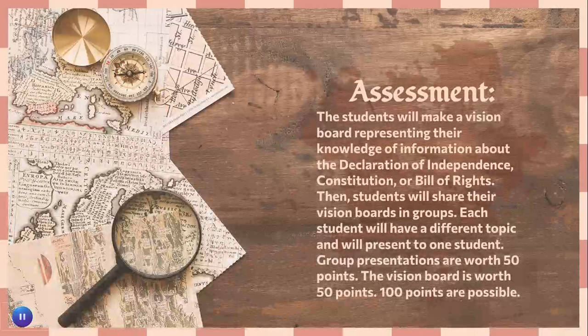Assessment. The student will make a vision board representing their knowledge of information about the Declaration of Independence, Constitution, or Bill of Rights. Then the students will share their vision board in groups. Each student will have a different topic and will present to at least one other student. Group presentations are worth 50 points, and the vision board is also worth 50 points, meaning 100 points are possible for this assignment.